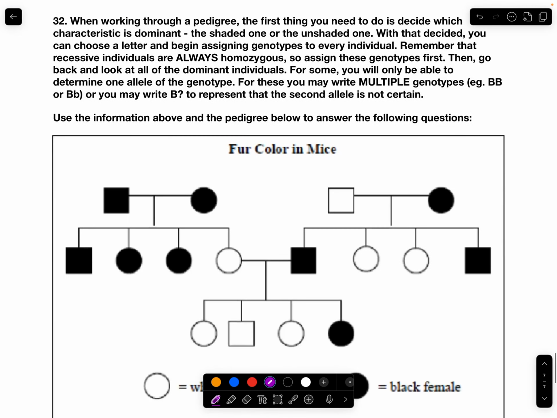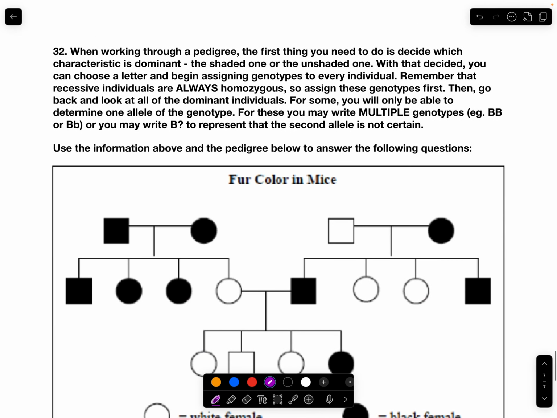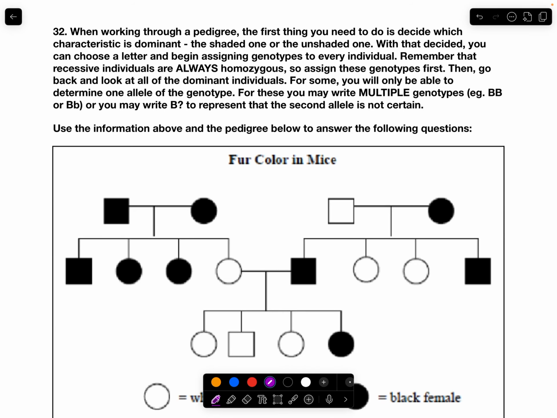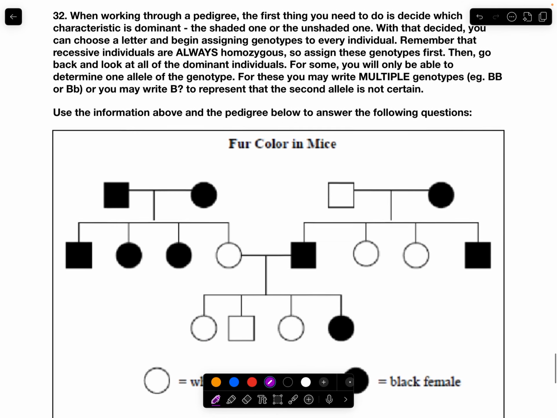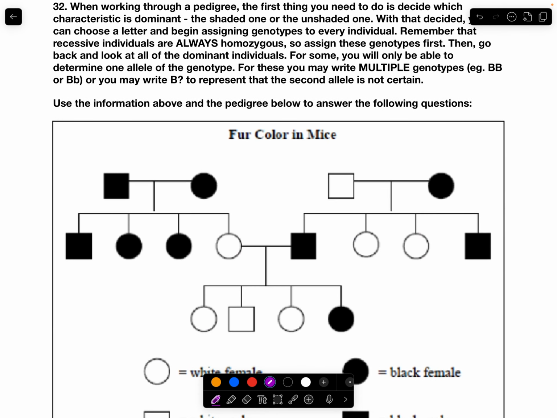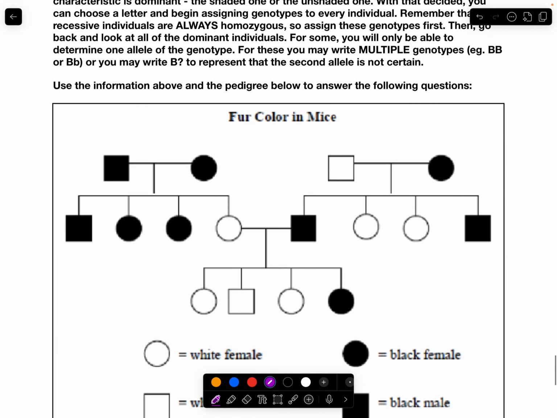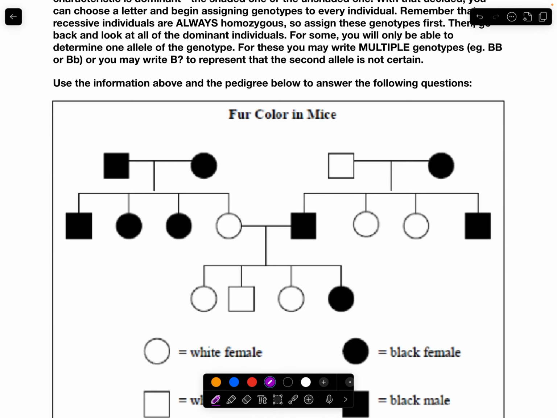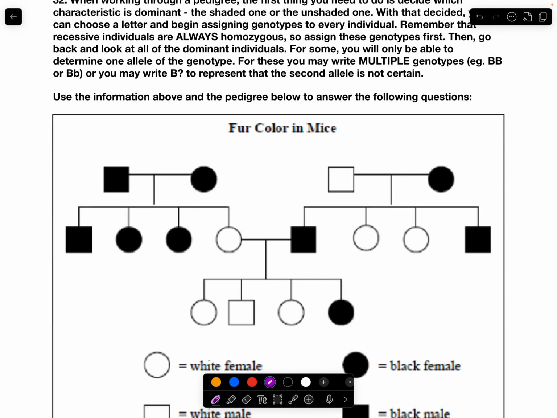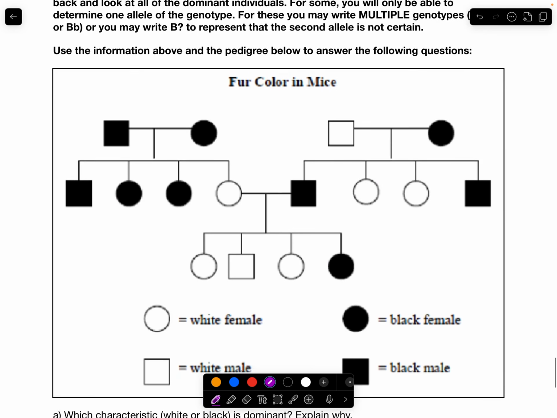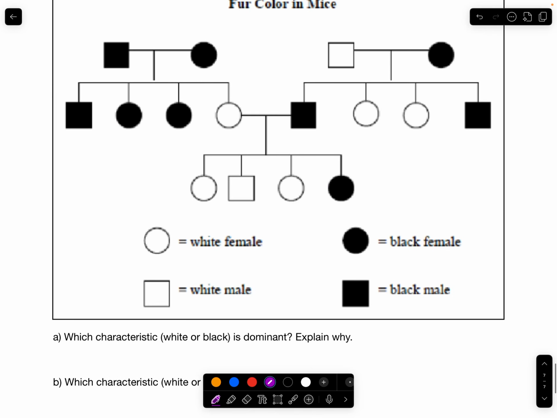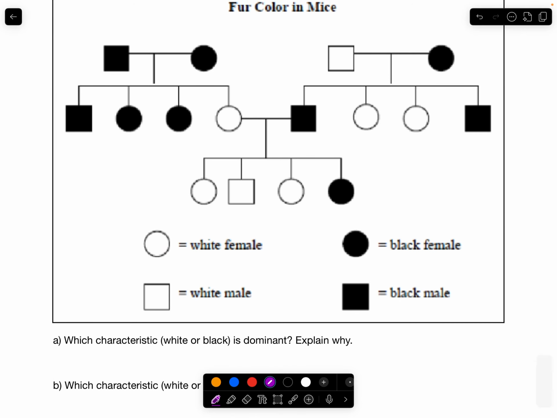Okay. When working through a pedigree, the first thing you need to do is decide which characteristic is dominant, the shaded or unshaded. You can choose a letter and begin assigning genotypes. Remember, recessive individuals are always homozygous. So assign those first, then go back and look at the dominant. For some, you'll only be able to determine one allele. So for these, you may need multiple genotypes, so B question mark. Use the information in the pedigree below to answer the following. Black is affected. There's quite a lot of black affected ones here.